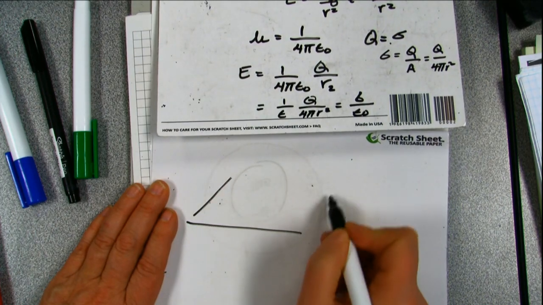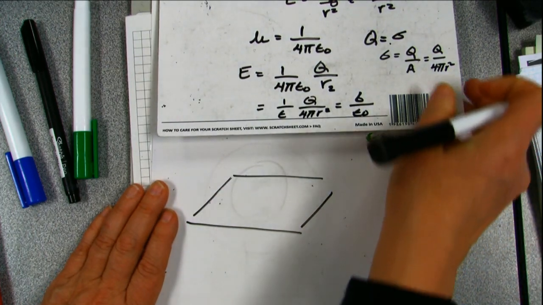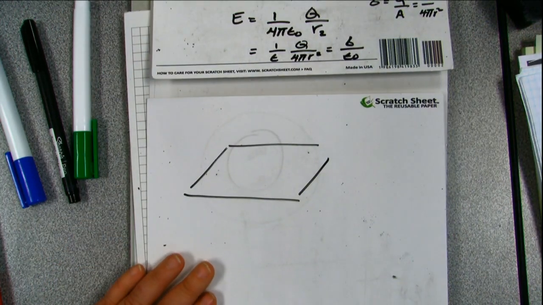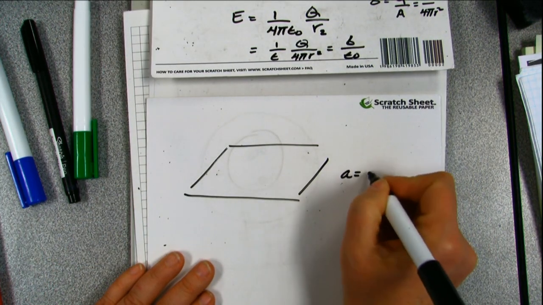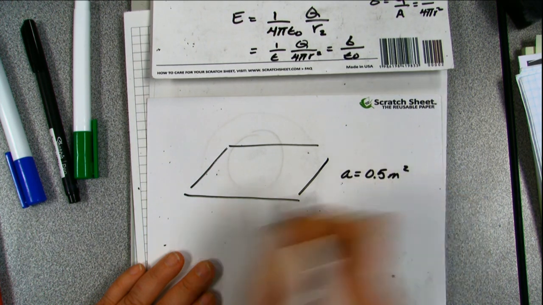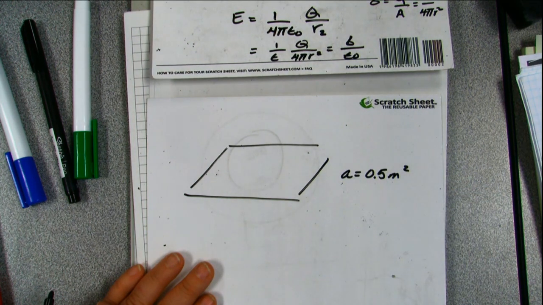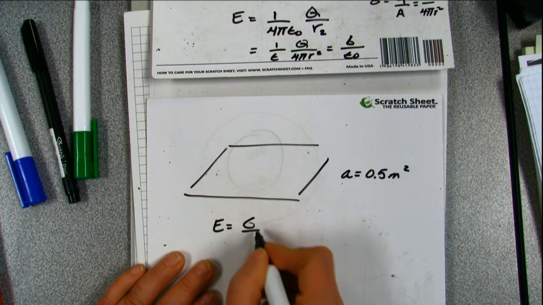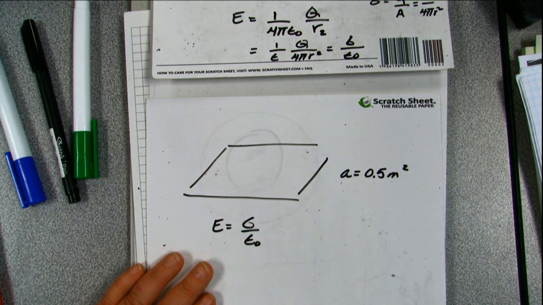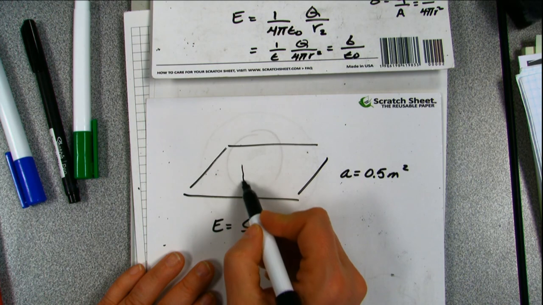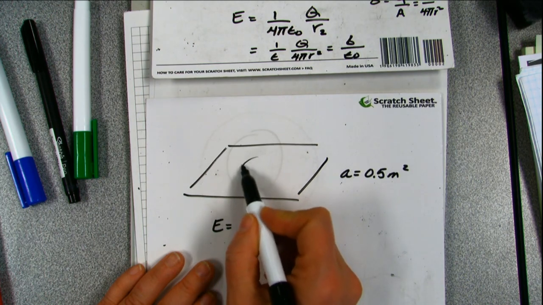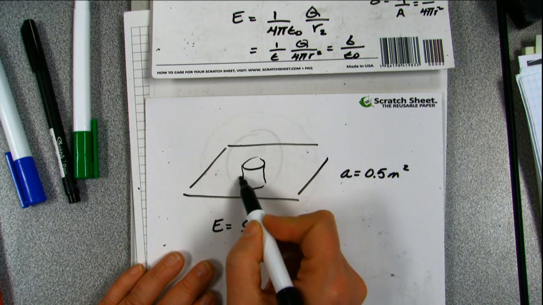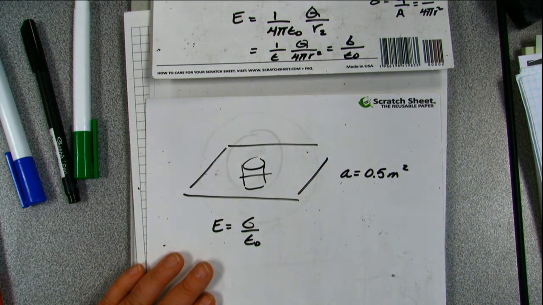Now I've got a square plate. It can be aluminum, it can be copper, it can be whatever. The area of our square plate is going to be 0.5 meters squared. So we've got our area. What we end up doing is we say, all right, let's create ourselves a little cylinder to do this kind of a calculation.